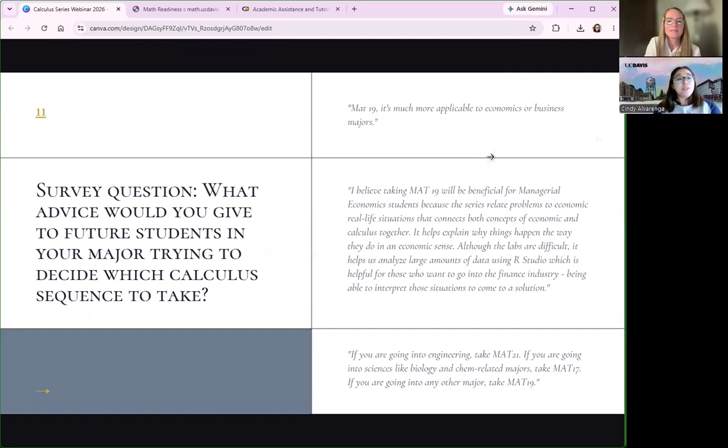This is just another survey question of what advice would you give future students in the major if you're trying to decide. And you'll see Math 19, again, very applicable to the economics major. It's beneficial for not only economics, but managerial economics students, which is similar. It helps explain ways in an economic sense. And then, as we mentioned, if you're going into engineering, take the 21 series. So you'll really see that big difference between the 19 and the 21.